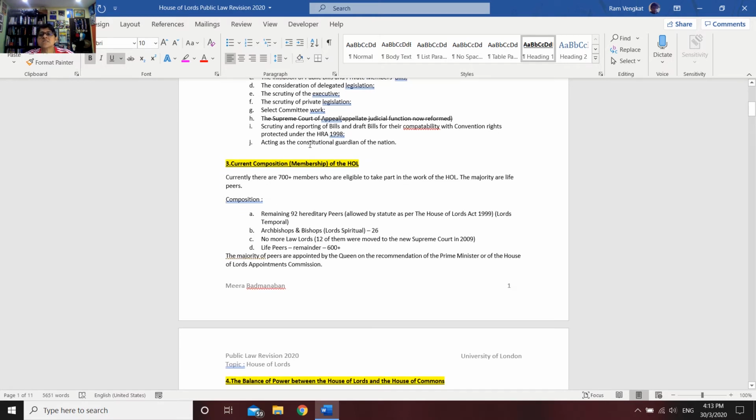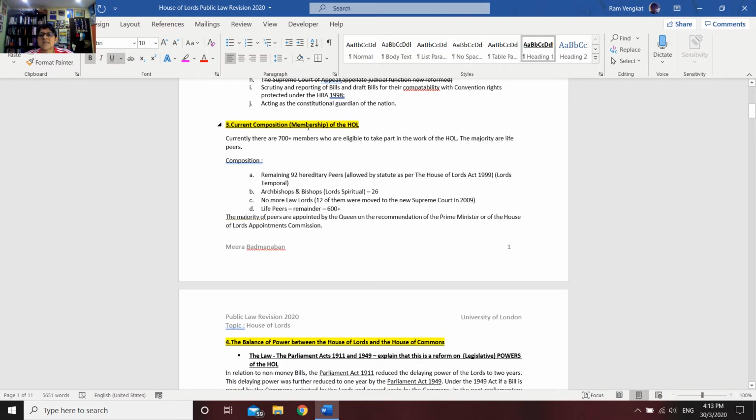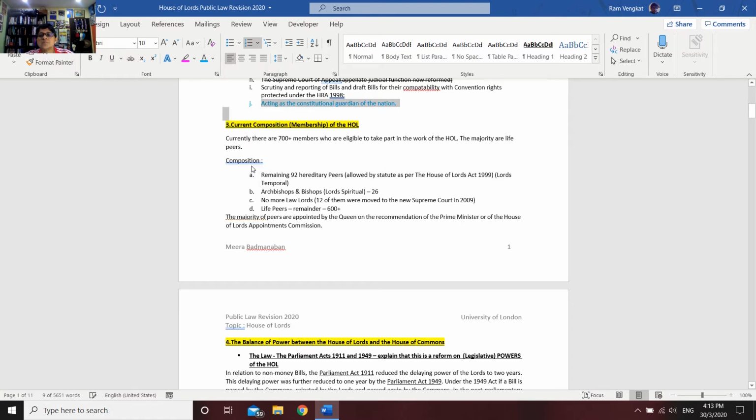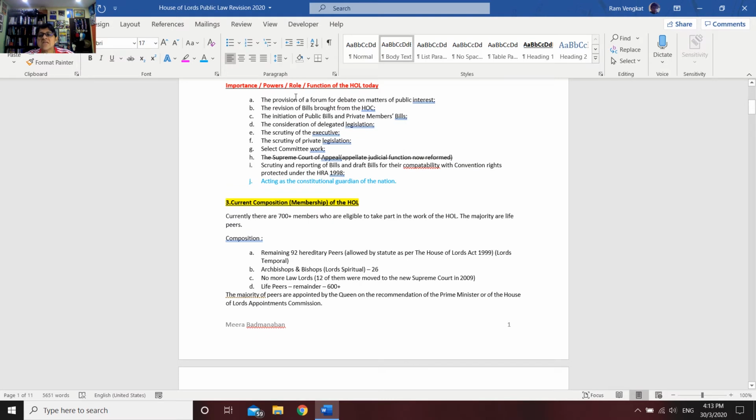I, it scrutinizes the reporting of bills in order for them to be compatible with ECHR rights. So it plays a very important human rights role. And indeed, look at J, and I feel that that's really important. So let's have a color for this. I'm going to say, let's put it as blue. There we are. It acts as the constitutional guardian of the nation at the end of the day. Okay, so these are all reasons why we need the House of Lords. If it was not there, it would have to be invented, tying it back to the question. All right, so it's the constitutional guardian.